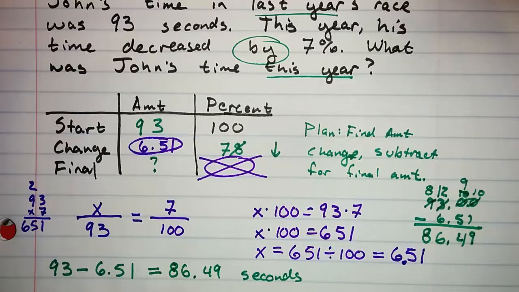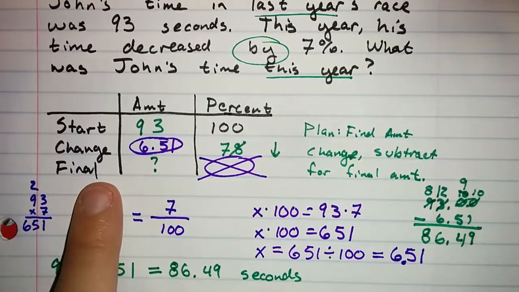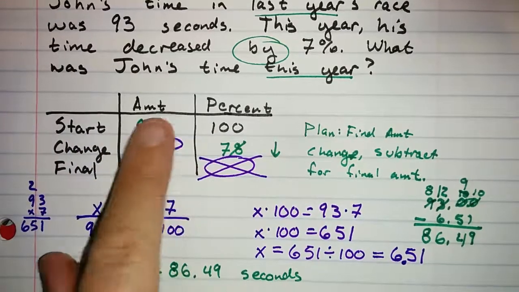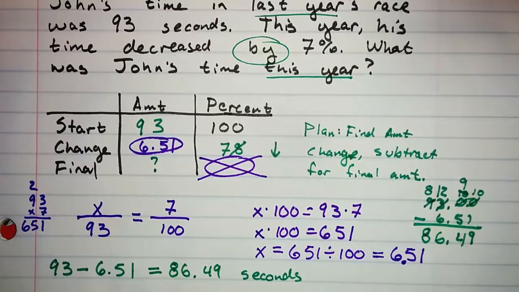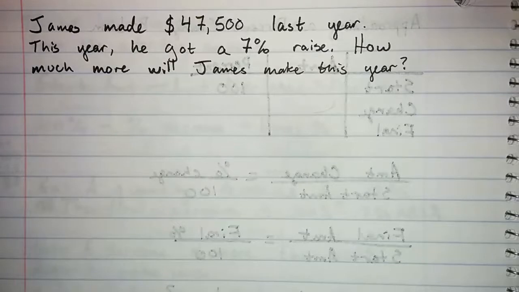I'm going to give you one of these to try as well. Just go into the problem, identify what it is you need to know, and decide what you need to work out on the way. It is possible that there will be more than one correct way to solve the problem. Suppose James made $47,500 last year. This year he got a 7% raise. How much more will James make this year? Pause the video and try this now.